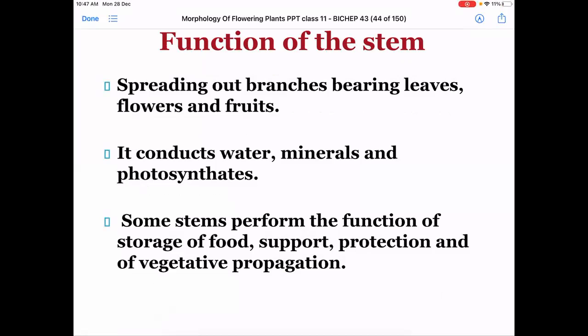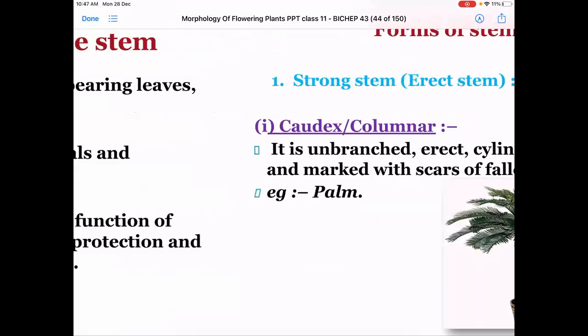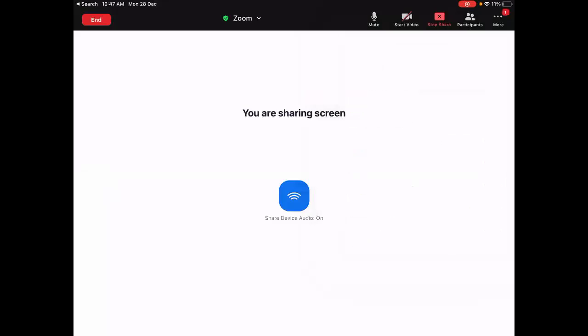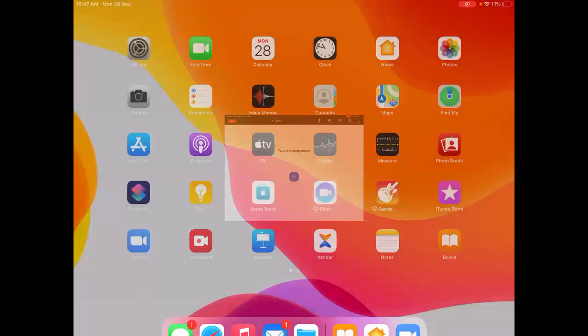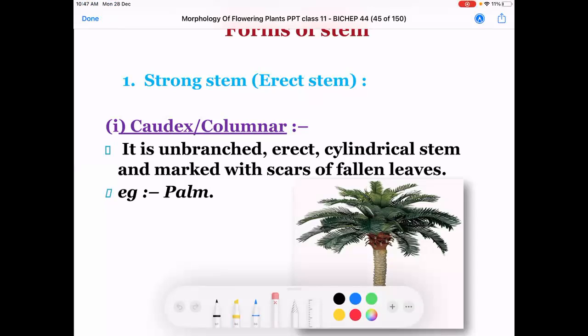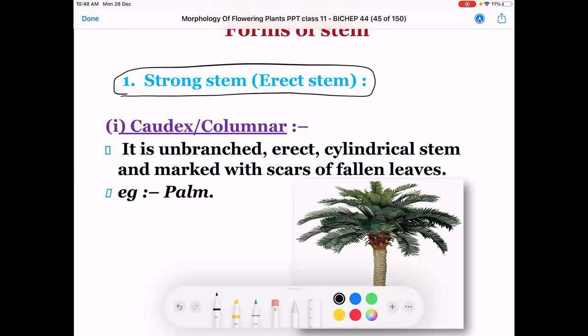Fine. So the next topic of the discussion is the types of stem, or the forms of stem. Then we will discuss the specialized structures and specialized functions of the stem. This is the structure, the form of the stem, right? So let us discuss that first, then the other. So the structure of stem first, and the erect stem or strong stem.